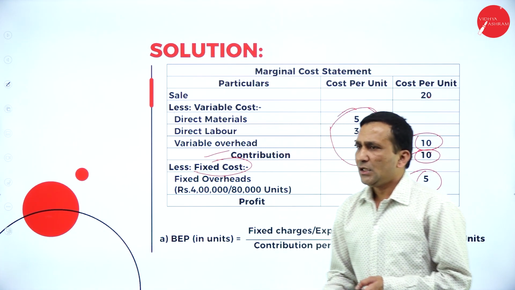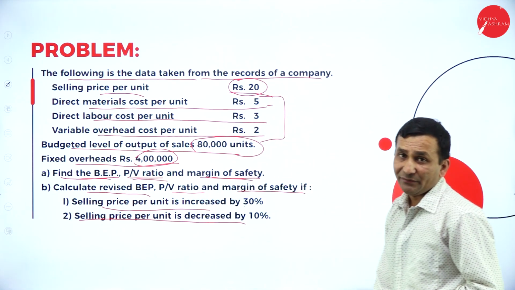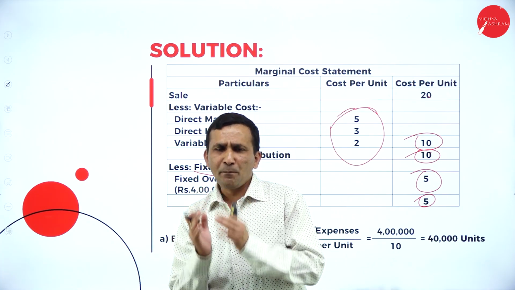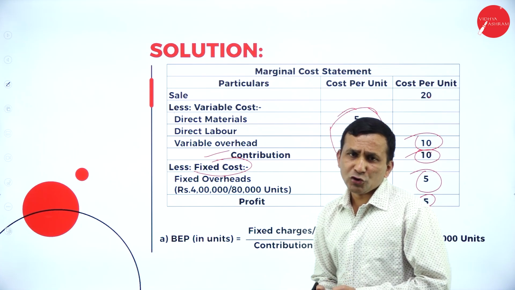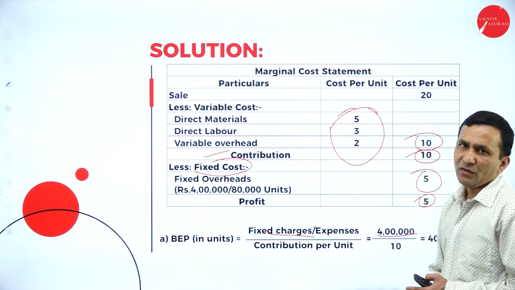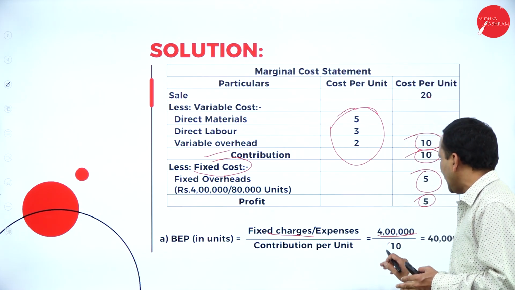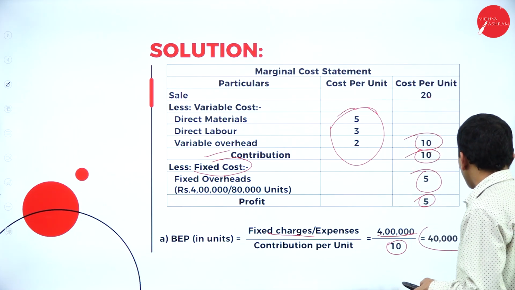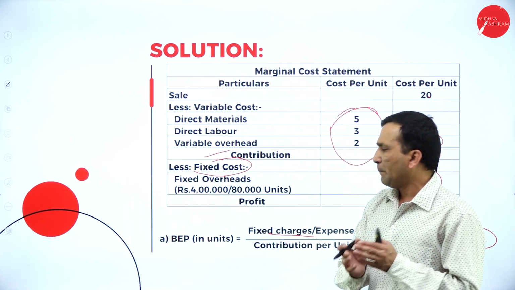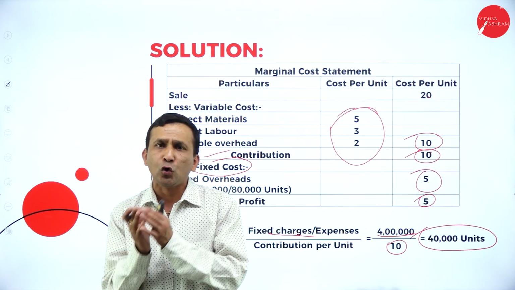Moving to the first question, it clearly asks to find the BEP, PV ratio and margin of safety. The BEP formula to find units is fixed cost divided by contribution per unit. The fixed cost value is given, so directly we write 4 lakh. The contribution per unit, from the statement, is 10 rupees. Dividing gives 40,000 units. Break even point means there is no profit and no loss, so total cost equals total sales.